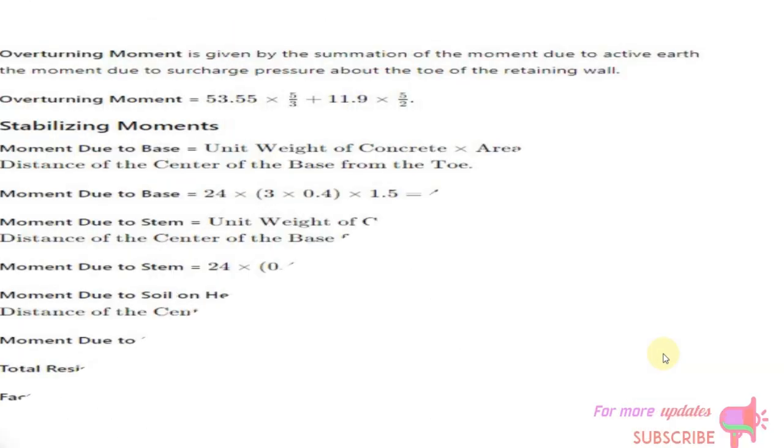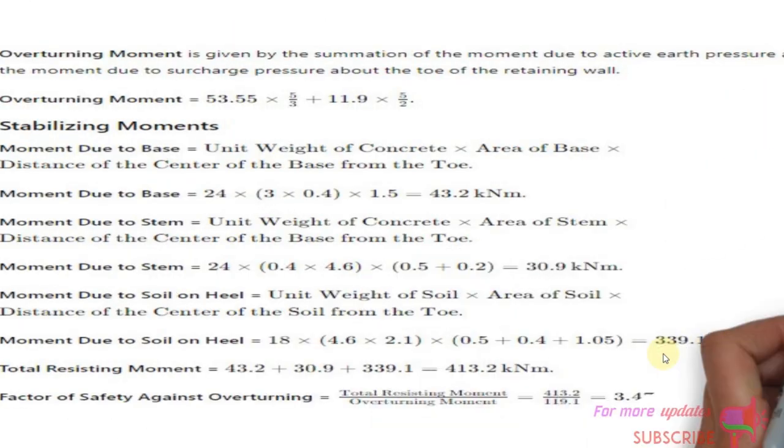Remember, active earth pressure has a triangular force diagram as shown in the figure above and thus acts at a distance of retained height divided by 3. On the other hand, surcharge pressure has a rectangular diagram and thus acts at a distance of retained height, h, divided by 2. Overturning moment is given by the summation of moment due to active earth pressure and moment due to surcharge pressure about the toe of the retaining wall. Overturning moment will be equal to 53.55 multiplied by 5 over 3 plus 11.9 multiplied by 5 over 2.